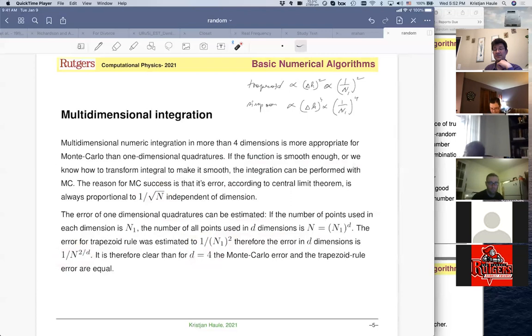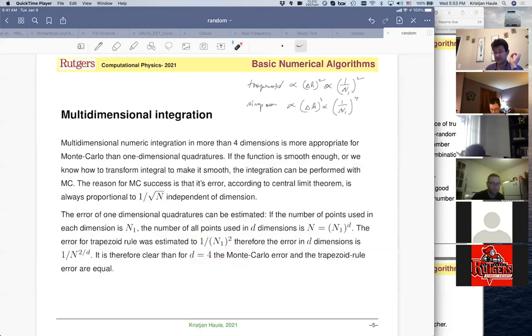So in four dimensions, the trapezoid rule and Monte Carlo scale the same way. They both scale as 1 over square root of n. And if the dimension is more than 4, then the trapezoid rule is going to be worse than Monte Carlo. Now, of course, this is when it comes to naive Monte Carlo. This is just the scaling; it ignores the prefactor. If we are intelligent, we can make the prefactor pretty good in Monte Carlo using importance sampling, for example. We can make four-dimensional integrals typically more efficient with Monte Carlo than with the trapezoid rule, even though in this case it seems that they scale the same way.